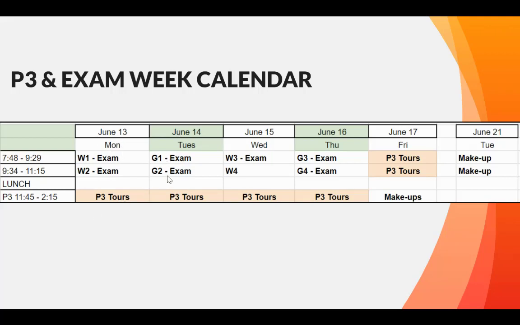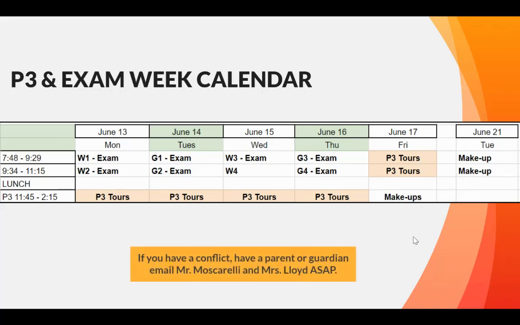Tuesday, repeat with G1 and G2. Wednesday, W3, W4. This could be a period you can use to make up some stuff, get some extra help, etc. Thursday, G3, 4. Friday, and that's it. That would be your last exam block. On Friday, we only have the P3 tours in the morning and nothing else, and then makeups in the afternoon. So simply put, you will be assigned to one of those days. If by chance you miss your tour or have to redo something, or you miss an exam and have to redo something, we do have a makeup block here the afternoon on June 17th, as well as June 21st.